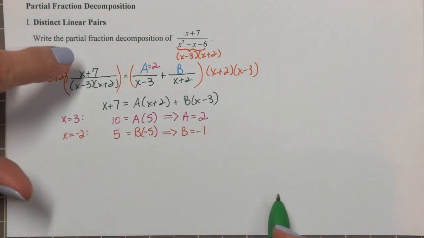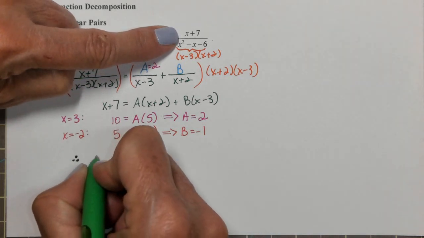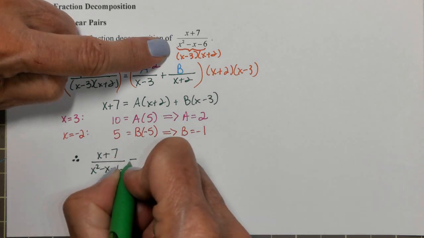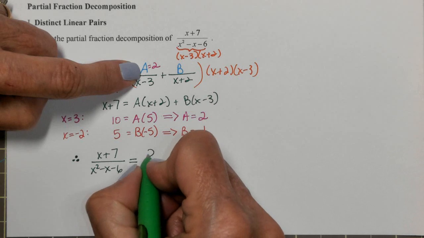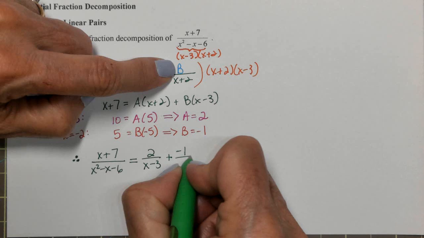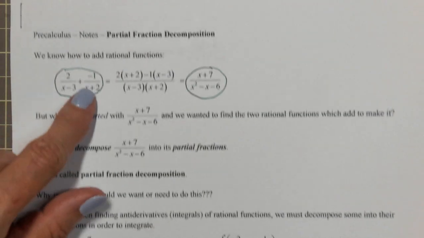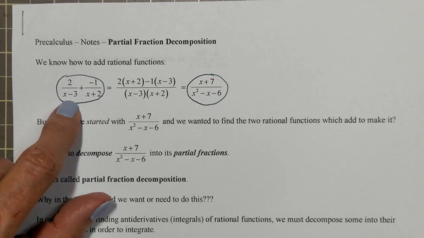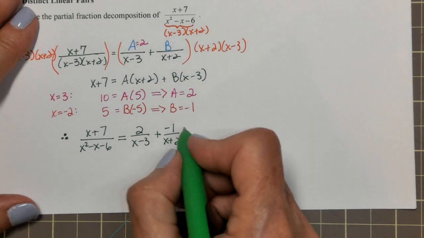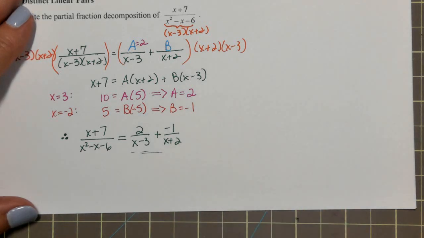So I can go back now and say that this fraction that we started with, x plus 7 over x squared minus x minus 6, is equal to 2 over x minus 3 plus -1 over x plus 2. And that is what we got up here. Okay? So that is the partial fraction decomposition of that rational function.